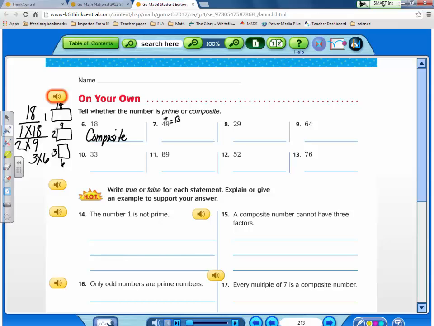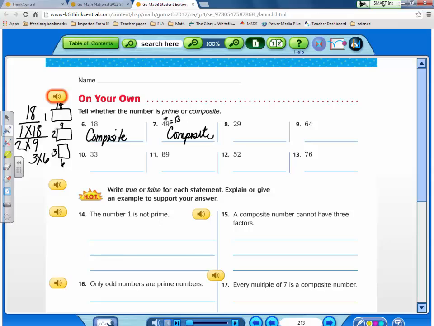It is not divisible by 6 because it is not divisible by 2 or 3. But it is divisible by 7. 7 times 7 is 49. So right there it makes it composite because I could do 1 times 49 or 7 times 7. So that one is also composite.